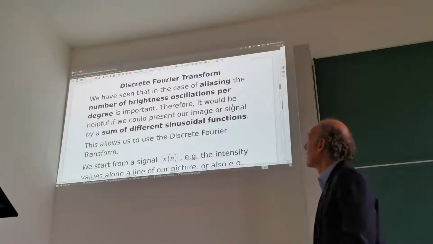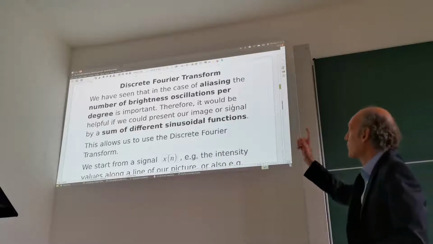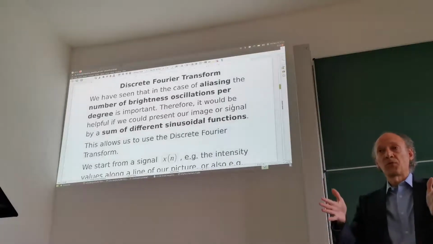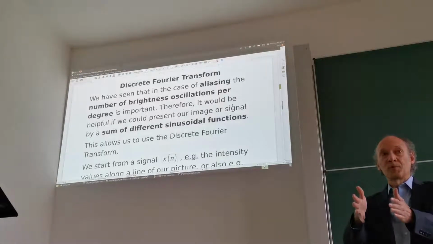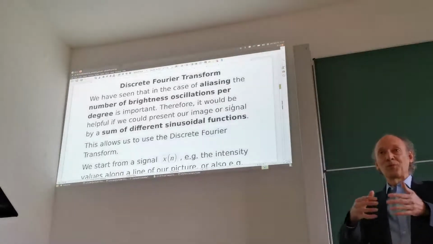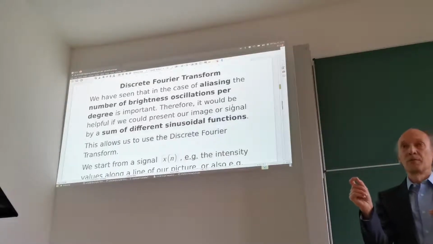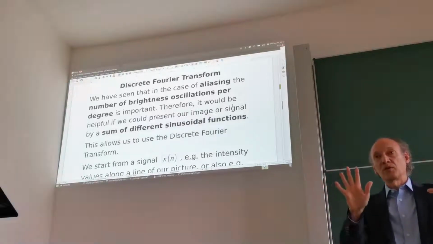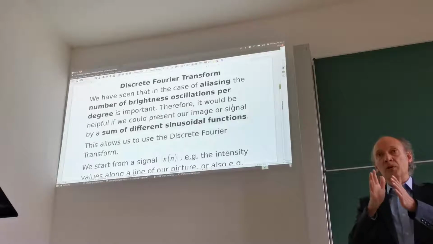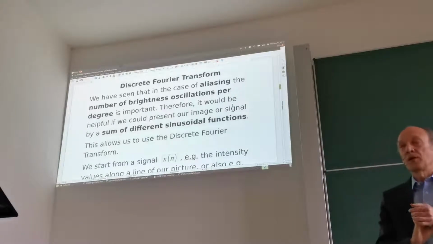So we have seen it in the case of aliasing or moiré in the image. The number of brightness oscillations per degree is important, right? If we have a fine pattern, we get those moiré or aliasing. We only get this problem if we have a very fine pattern. Otherwise, the sampling point doesn't matter. If you have a very smooth image, then a slight shift in the grid doesn't matter. But if you have a fine pattern, a small shift in the sampling makes a big difference, and that causes aliasing or moiré.